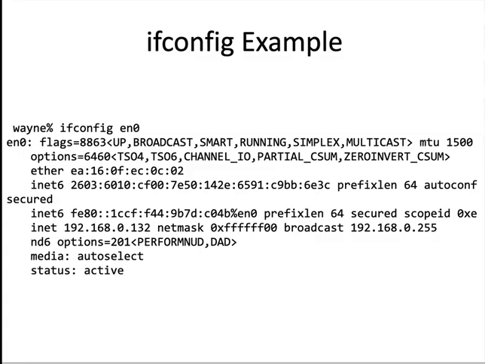But if you need information about the local machine related to networking, and it's a Unix machine, ifconfig is the way to go.